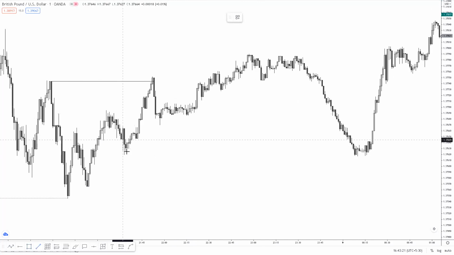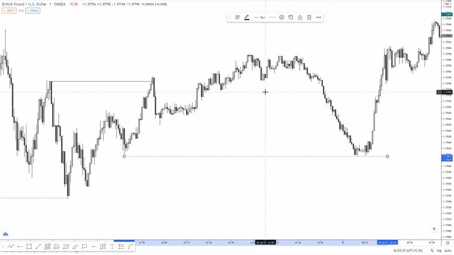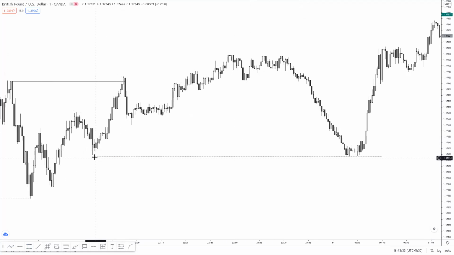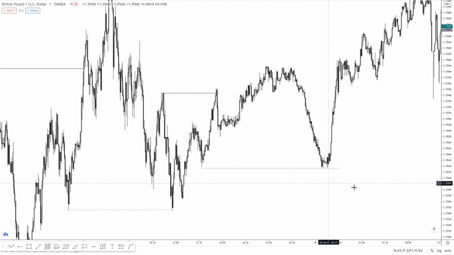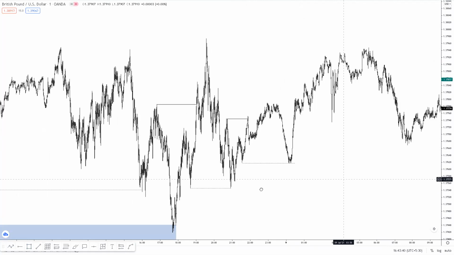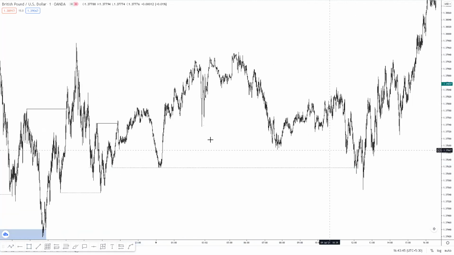Okay, so now what would make this a strong order block is this. You see this price came back down and it created equal lows. Wouldn't you say that's taking the liquidity? It did. But I'll tell you, now let's look at this as equal lows.